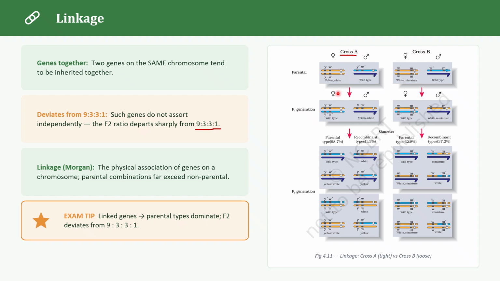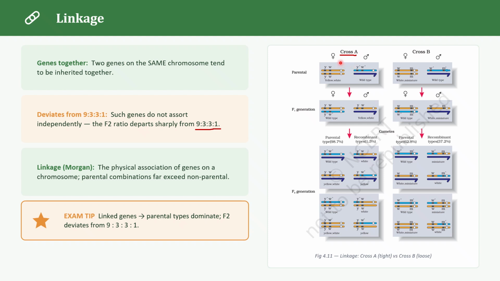And also crossing over produces recombination. Here also some recombination has occurred. Then recombination frequency can be used to determine the distance between the genes. If the recombination is more, the genes are far apart. If the recombination is very less, the genes are close to each other.